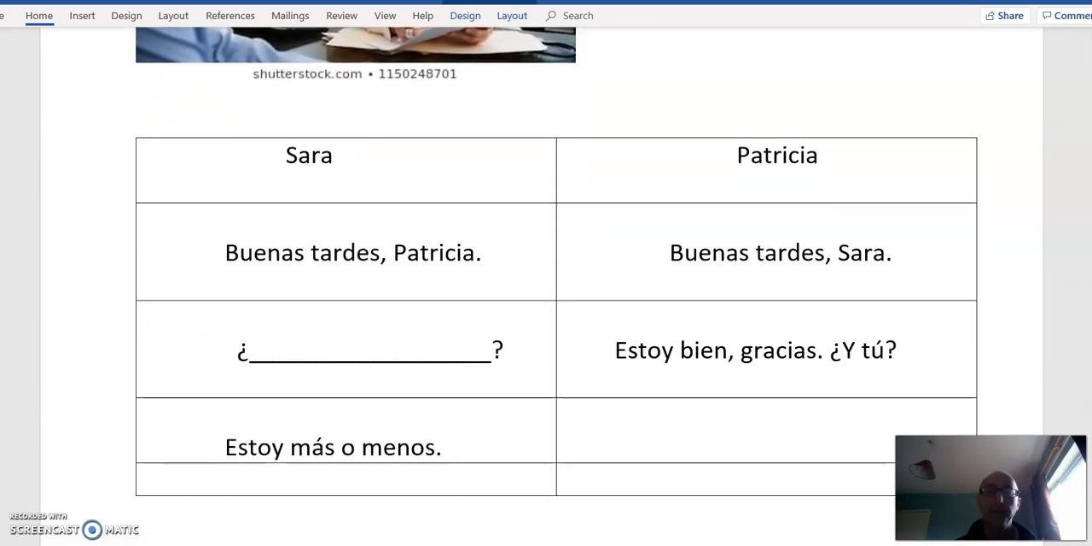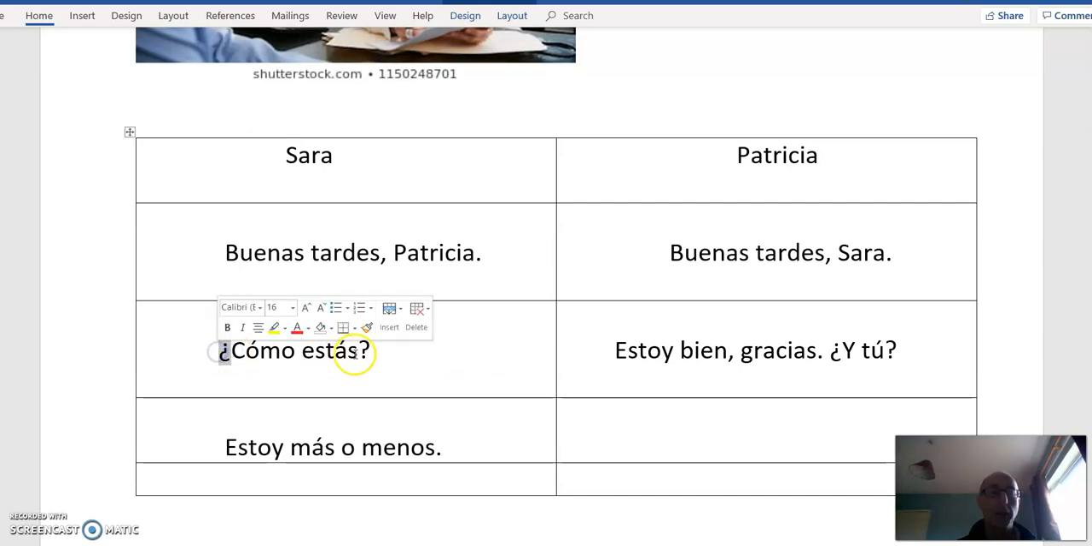Let's look at the question in the next conversation. Sara and Patricia. Buenas tardes, Patricia. Buenas tardes, Sara. The answer is estoy bien. What's the question? ¿Cómo estás? Notice in the questions in Spanish, you always have two question marks. The one upside down at the beginning, the normal one that we know in English at the end.